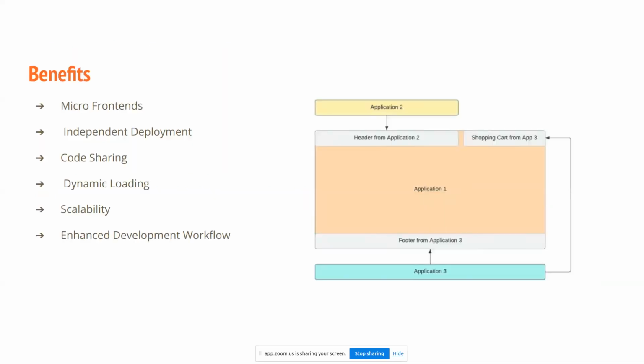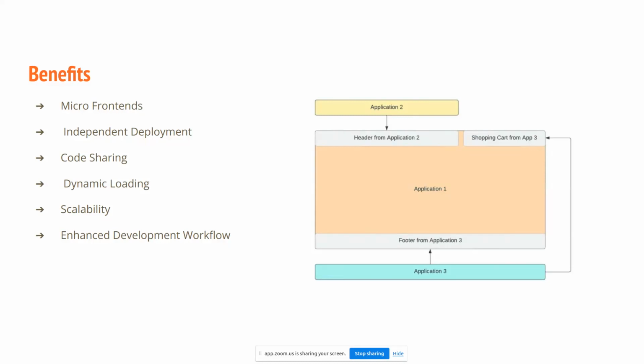So let's look into the benefits of module federation. So these are the benefits. We can practice micro frontend. So in the figure we can see that the header is taken from application 2, the shopping cart is taken from application 3, and the footer for the main application is taken from the application 3, and these together constitute the main application.